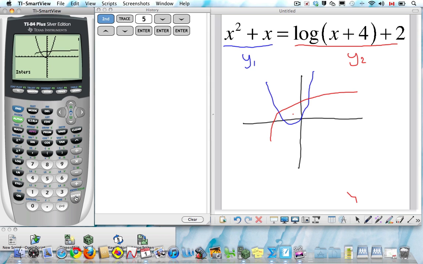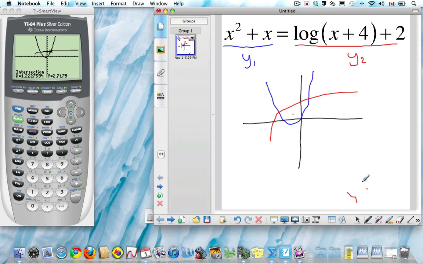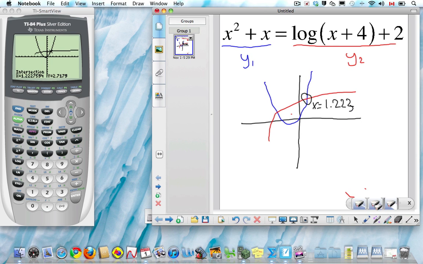I'm going to just hit enter, and it gets my intersection as x equals 1.2227594, and y equals 2.7179. The solution to the equation here is the x value. And so what I get, if I go over to this equation right here, is x equals 1.222. Actually, to three significant figures, I can back up a little bit, and I can just make it 1.22.